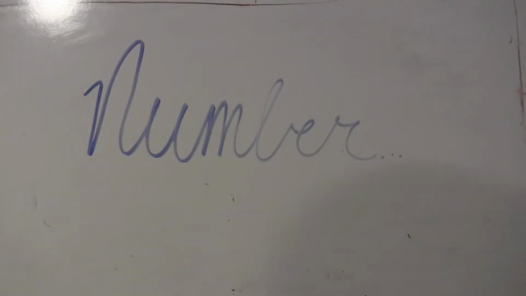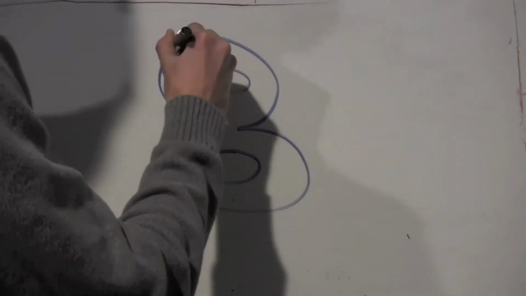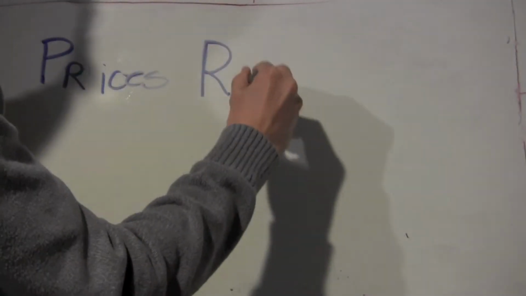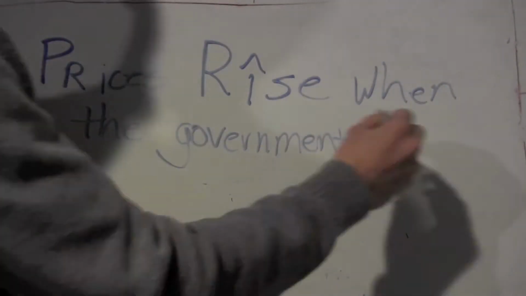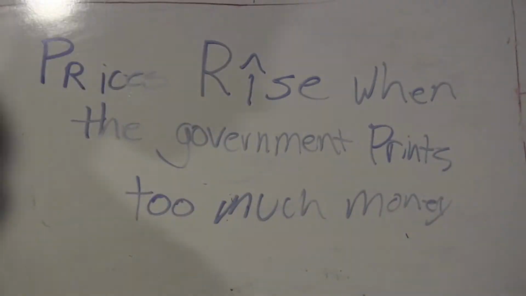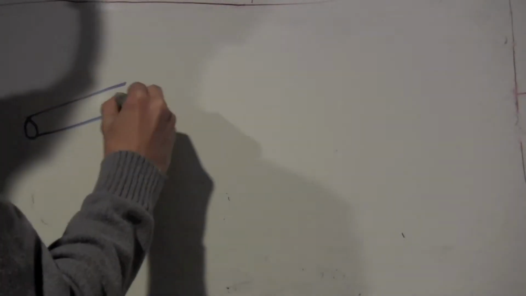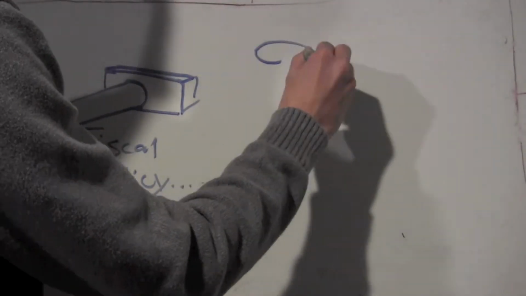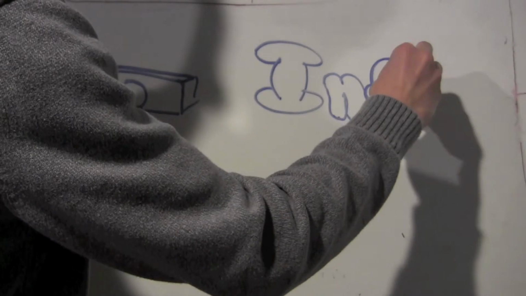Number 8. Mankiw's eighth principle states that prices rise when the government prints too much money. Mankiw's eighth principle is basically just an extension of the seventh. It's just basically stating one of the negative effects of fiscal policy, of too much expansionary fiscal policy, which creates rapid inflation if used to such an extent.